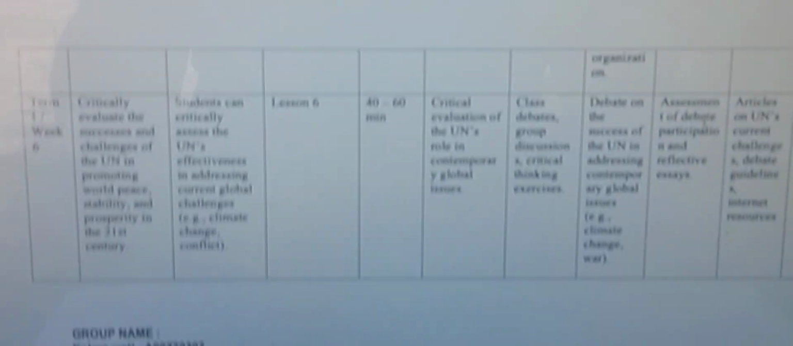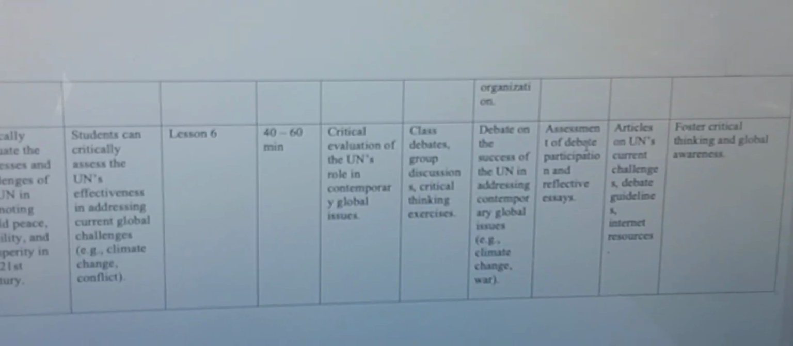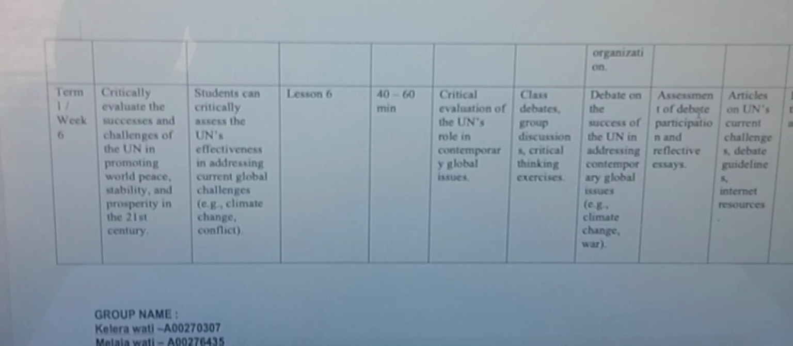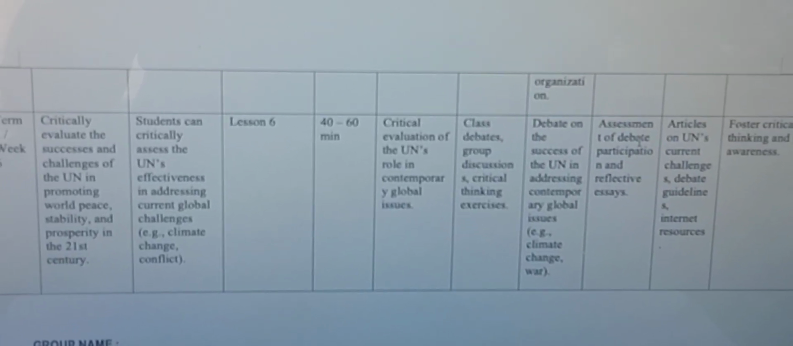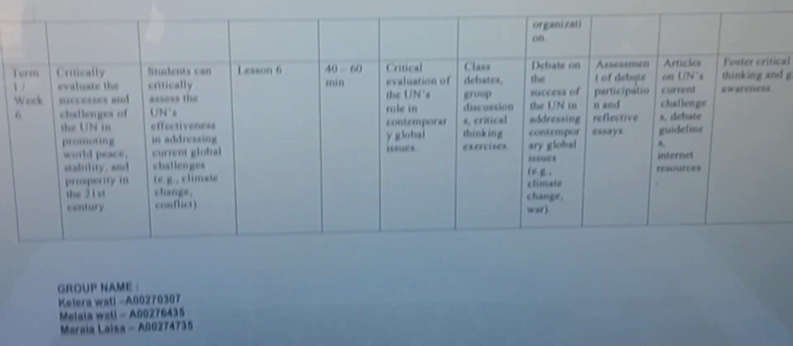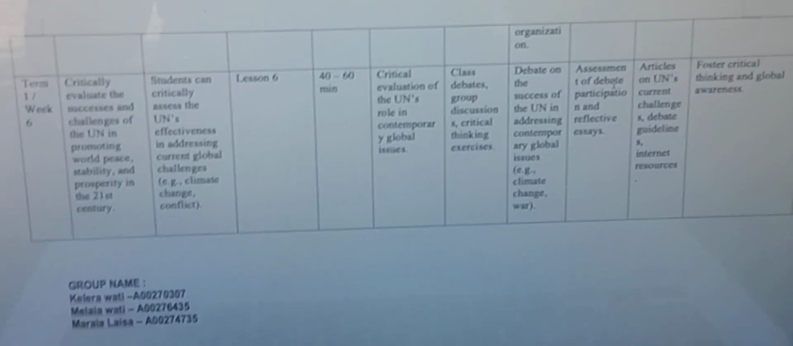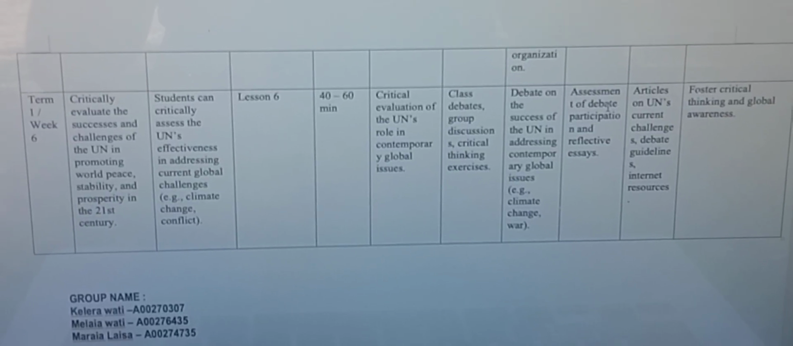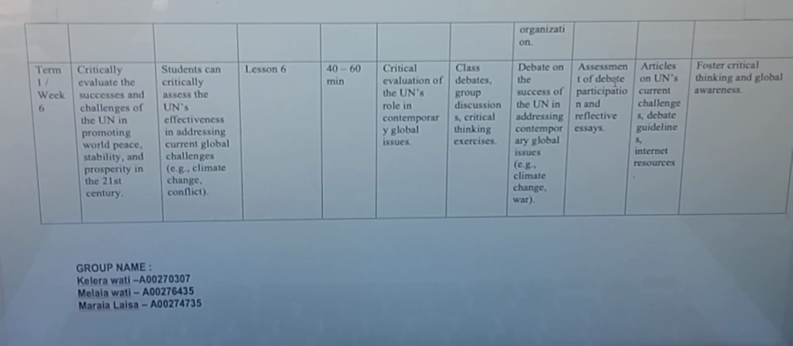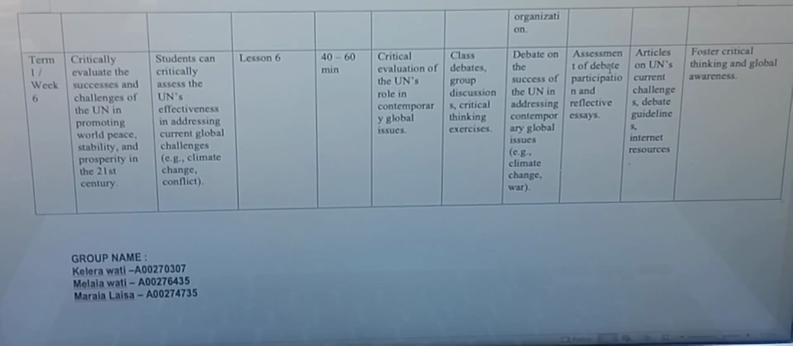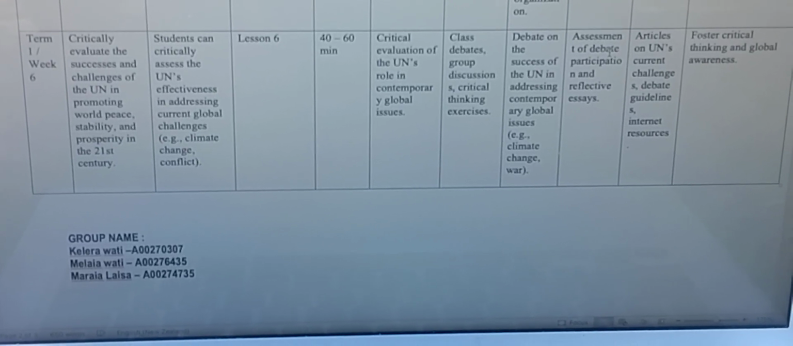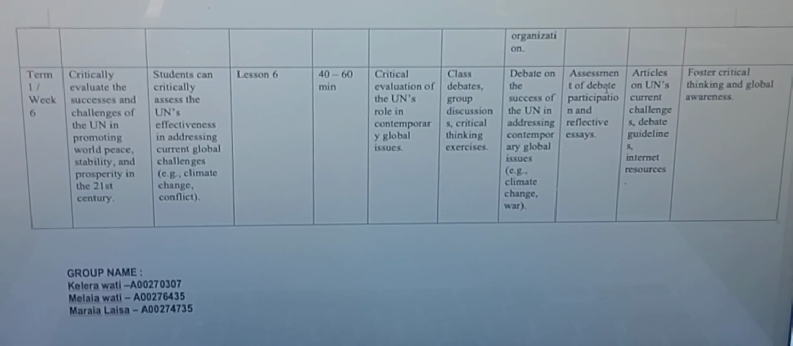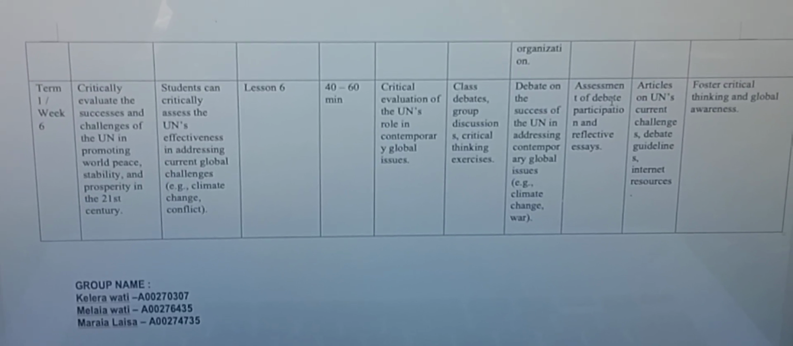Moving on to term 1 of week 6. Our CLO, or the content learning outcome, is to critically evaluate the success and challenges of the UN in promoting world peace, stability, and prosperity in the 21st century. Our meaning learning outcome, or our MLO: students can critically assess the UN's effectiveness in addressing current global challenges, for example, climate change and conflict. Moving on to our lesson. Lesson 6, time is 40 to 60 minutes.